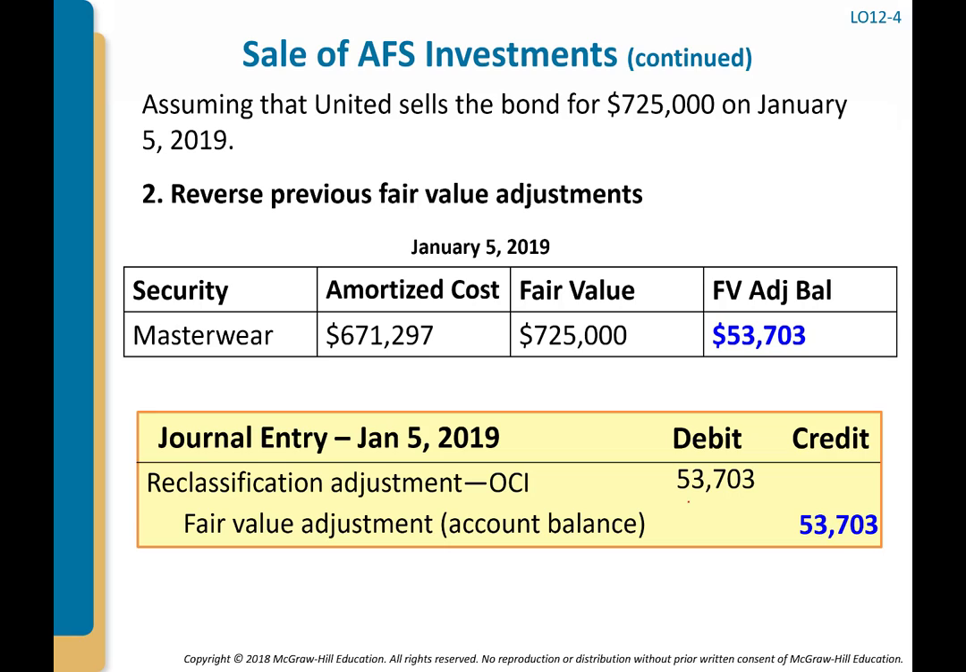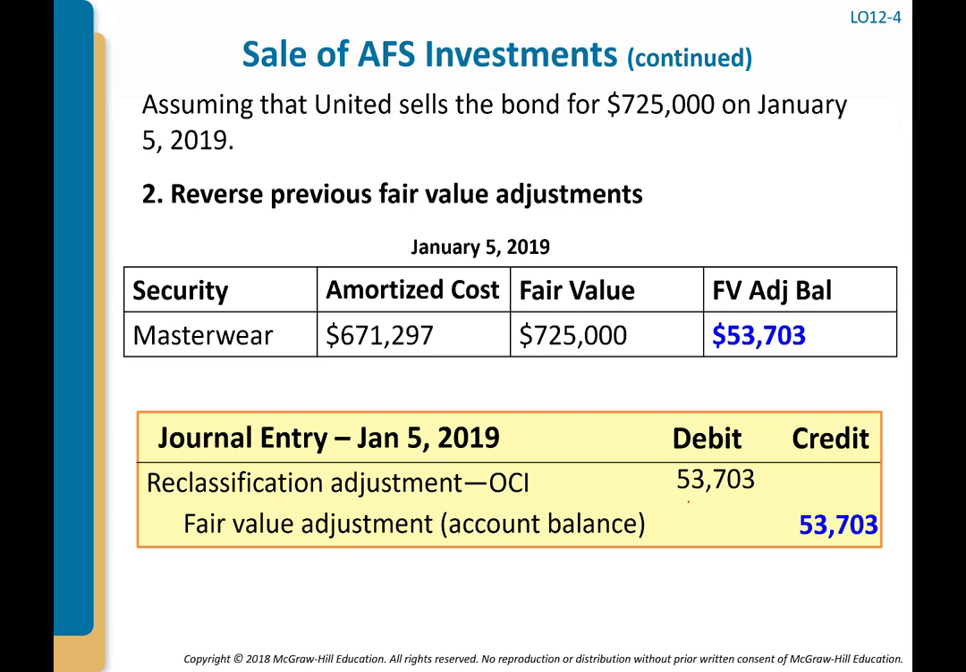This reclassification adjustment is just for this one year that we took amounts out of what? Out of other comprehensive income, and we're going to put them into net income because we sold this thing, right? So at the end of the year, we will close this by debiting accumulated other comprehensive income for $53,703. We will credit this reclass adjustment because it appears on my what? Other comprehensive income statement, which is an income statement.